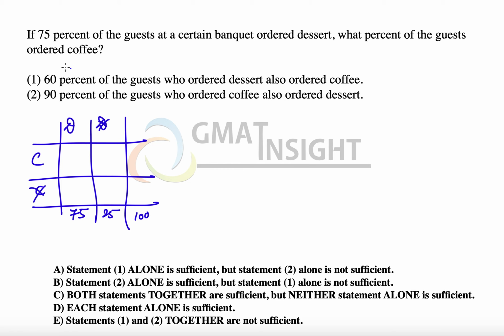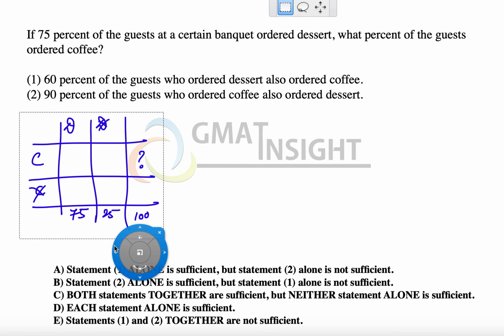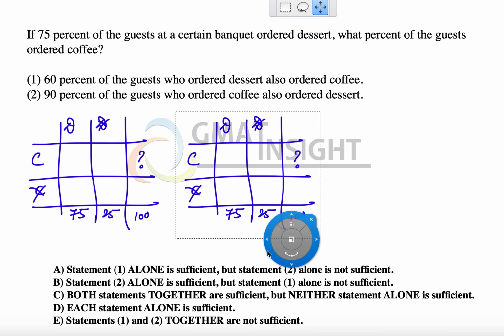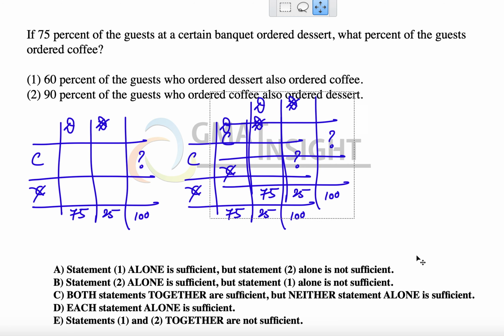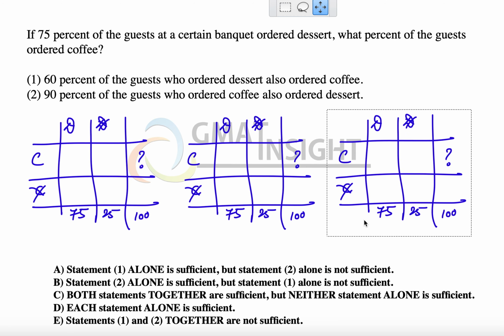What percent of the guests ordered coffee? So we have to find the answer to this particular place. Now we have to look at the statements. So before I go to the statement, I will quickly copy this grid to use for the two statements. Here I have it. So let's go with the first statement first.